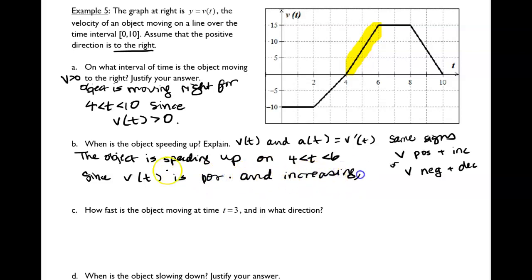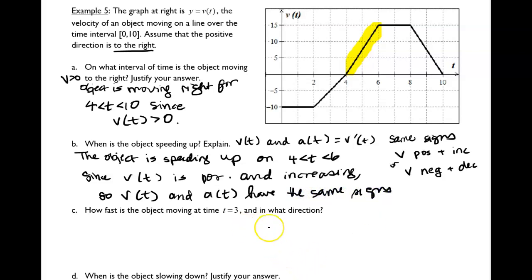And if you want to go a little bit further, v of t and a of t have the same signs. Now, if you're in AP Physics, you might hear about the explanation. If you're looking at a graph of velocity, you're speeding up if you're moving away from the x-axis, and this works here. And you're slowing down if you're going towards the x-axis. So like here and here, I'd be slowing down.